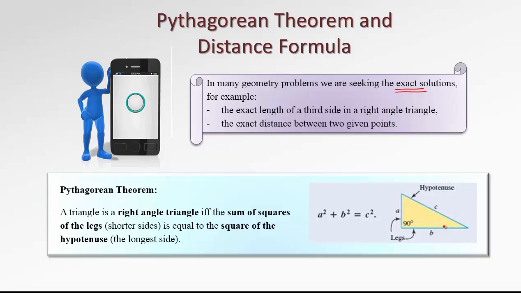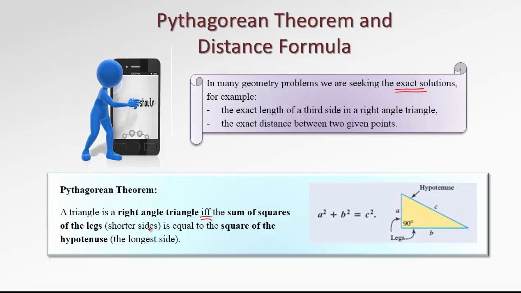then the sum of squares of A and B is equal to the square of C. So the Pythagorean theorem states that a triangle is a right-angled triangle if and only if the sum of squares of the legs, the shorter sides, is equal to the square of the hypotenuse, the longest side.